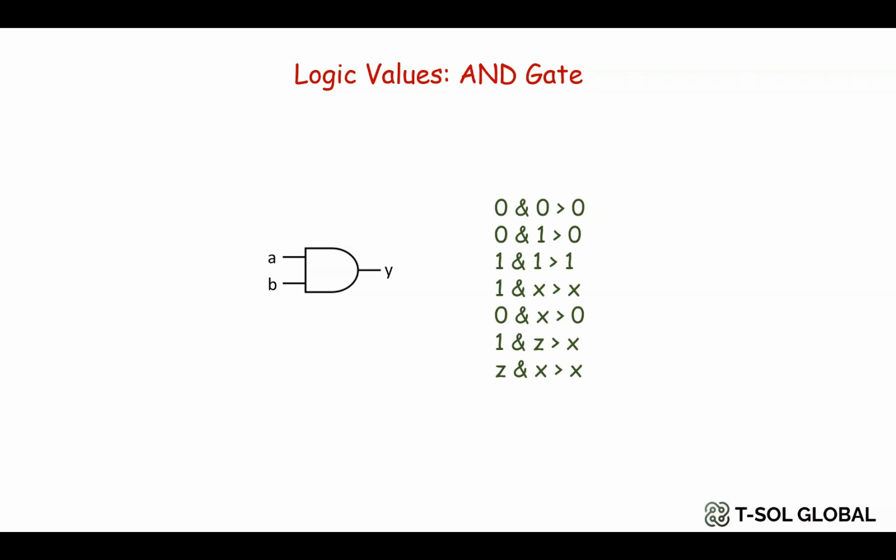And next, if we have 1 in one of the inputs and Z, high impedance, in the other input, then our output will be unknown. And if we have high impedance in one input and unknown in another input, then the output will be unknown as well. Other primitive logic gates will also act similarly to this AND gate if there are unknown or Z values.